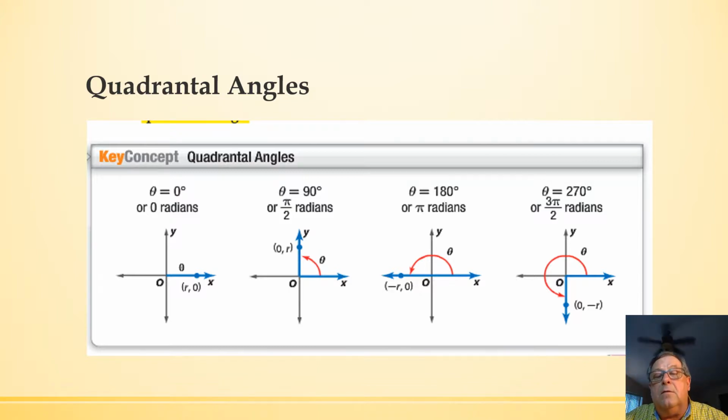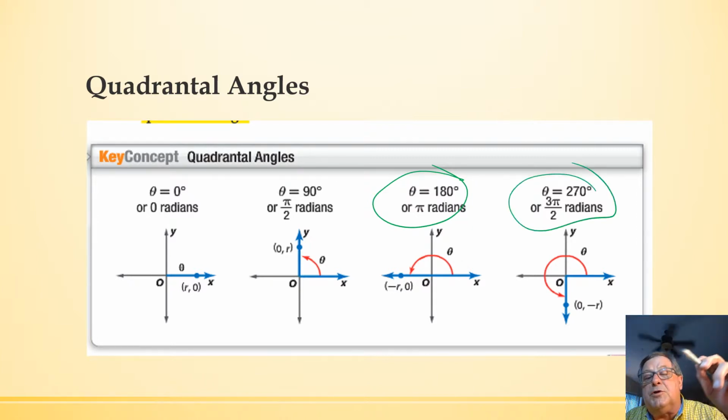And the negative side of the x-axis, that's 180 degrees or pi radians. And if the terminal side is on the negative y-axis, then that's 270 degrees or 3 pi over 2 radians.